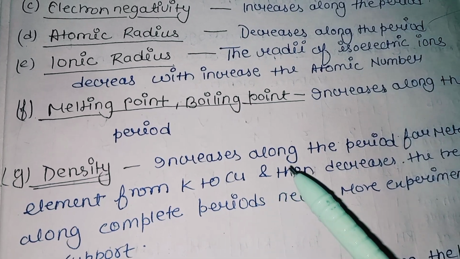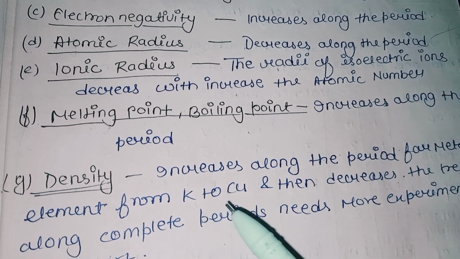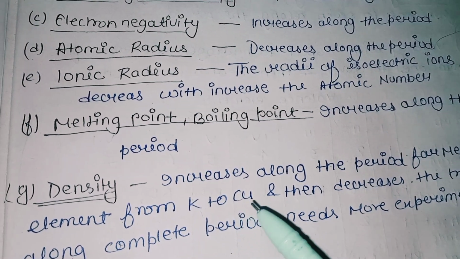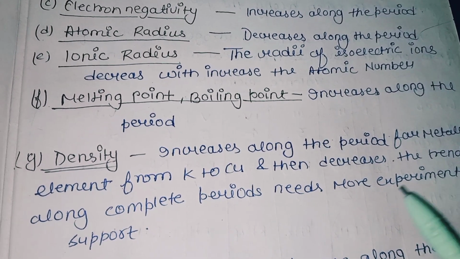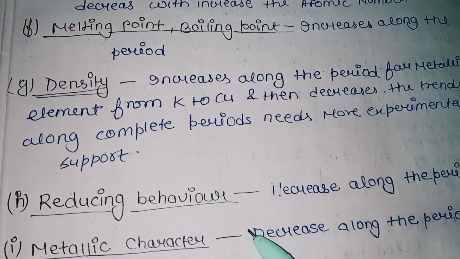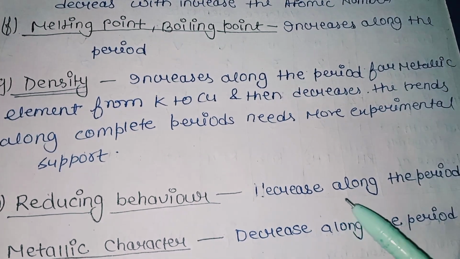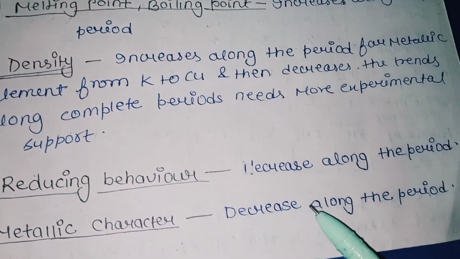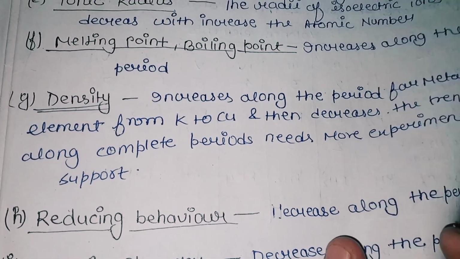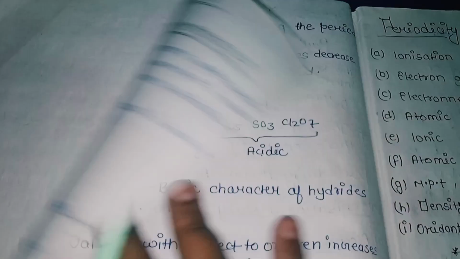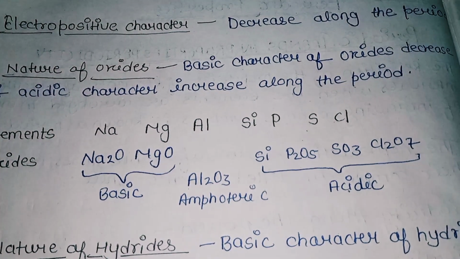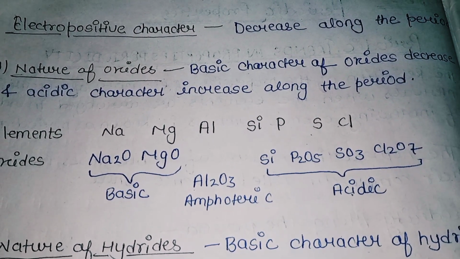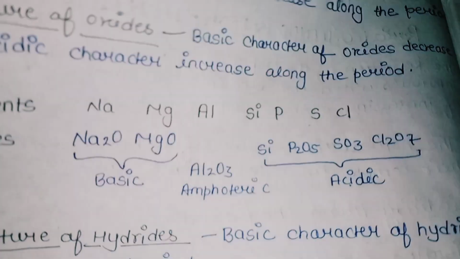Density of the elements increases along the period for metallic elements from potassium and copper, and then decreases. The trends along complete periods need more experimental support. Reducing behavior decreases along the period. Metallic character decreases along the period. And electropositive character decreases along the period. Nature of oxides: basic character of oxides decreases, and acidic character increases along the period.